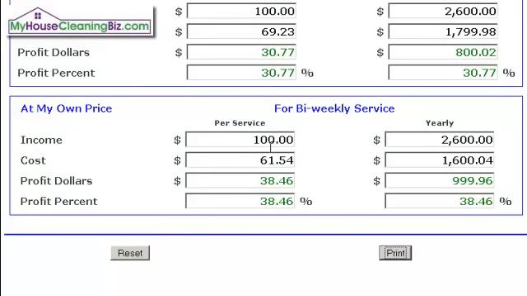So we charged $100 per service for this house. Our costs are $61.54. That's our payroll and our liability insurance, our workers' comp and supplies. And here's our profit dollars. And it just so happens that our percentage, because we charge 100, is the same. Here is the yearly number. So we're going to make $2,600 on this account. Our costs are $1,600.04, and our profit dollars is $999.96 for the year, and again we've got that 38.46%.